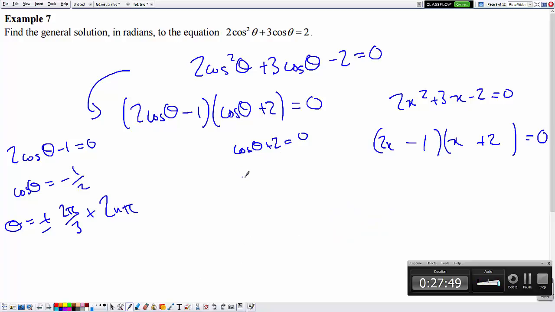This one, so we're solving cos theta equals minus 2. Well, is this ever possible? Can we ever get cos theta equals 2? Well, just think about it.